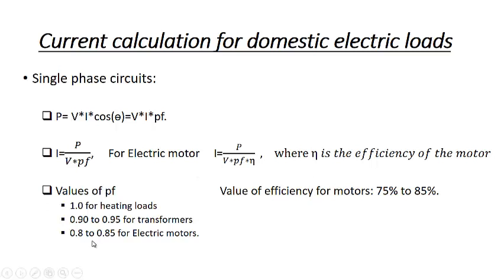So why is it important? Because their usual ranges are known in practice. You can see the values of power factors. For heating load, it is always taken to be equal to 1. For transformers, it is taken to be 0.9 to 0.95 because it is a static device. And for electrical motors, it is 0.8 to 0.85. And efficiency for electrical motors is usually taken as 0.75 to 0.85, or we can say 75% to 85%. So these values are not usually given, they are to be taken from these ranges, or we can say it is from experience that we have taken their range like this.